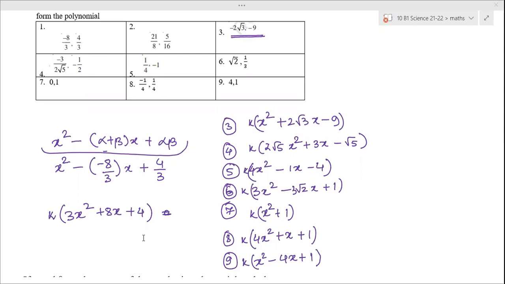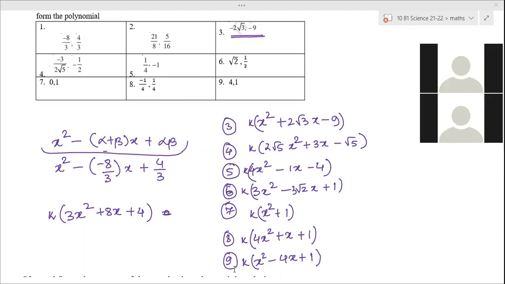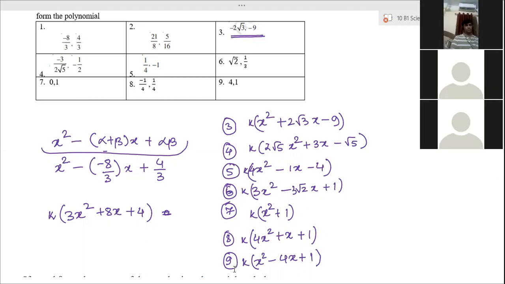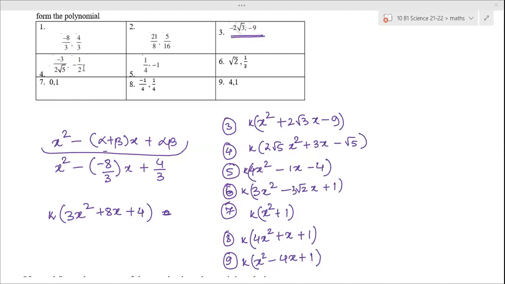Done, ma'am. All 9 questions you have completed? Yes, ma'am. Ma'am, for the fourth one, for the second term, we have to multiply 2 root 5 up and down, right? Ashish, you have to take the LCM of that. Yeah, root 5, you have to multiply up and down. Okay, ma'am.